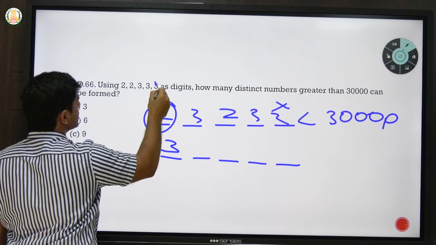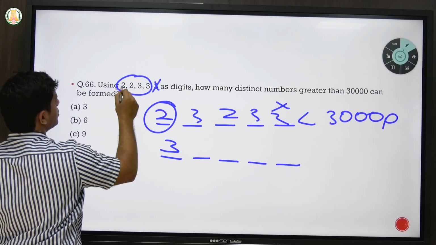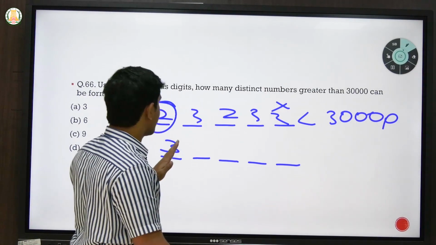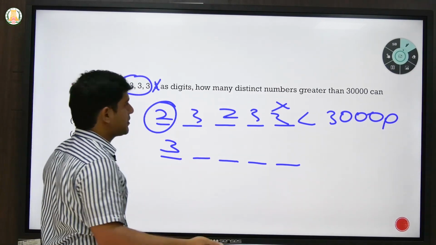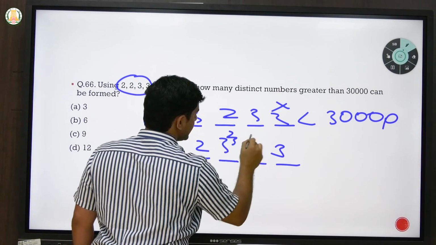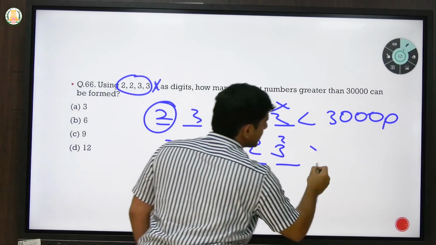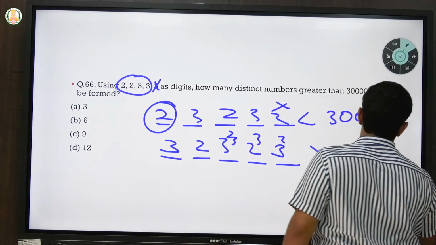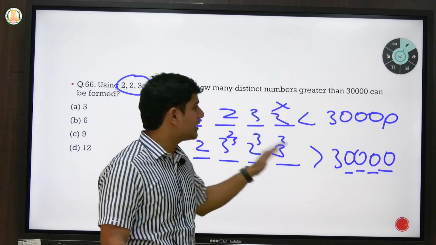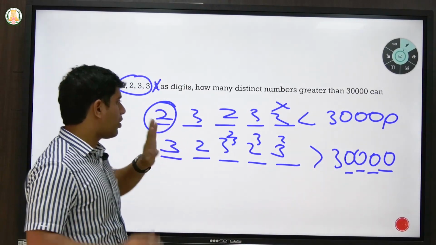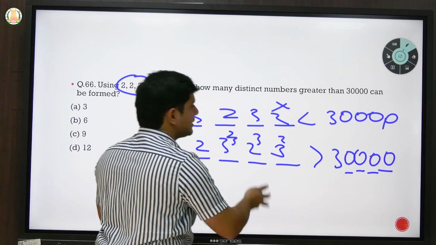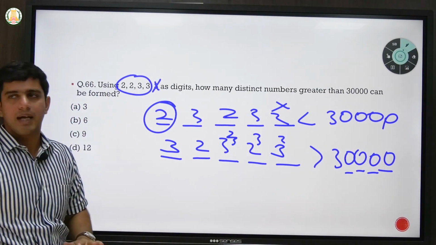Let's say 3 is gone, because this 3 we have used here. So now you have to plug 2, 2, 3, 3 here. Now you see the opposite case. Whatever combination you put, 2 3 2 3 or 2 3 3 3 2, it will always be greater than 30,000, because each of these digits is greater than 0. 2 is greater than 0, 3 is greater than 0. So this will automatically be greater than 30,000. So all you have to find out is how many possible ways you can arrange 2 and 3 in these 4 blanks. That is the number of numbers which will be greater than 30,000. Okay, as simple as that.